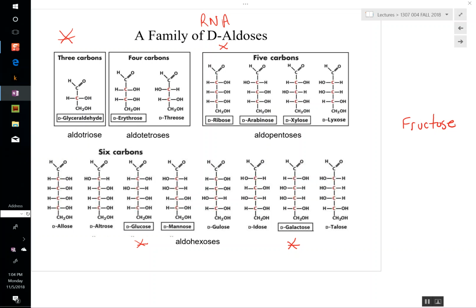So we don't need to know ribose or xylose? No. And none of the 4 carbons? No, none of those. Now you tell me why threose is named threose when it has 4 carbons, why isn't it named fourose?